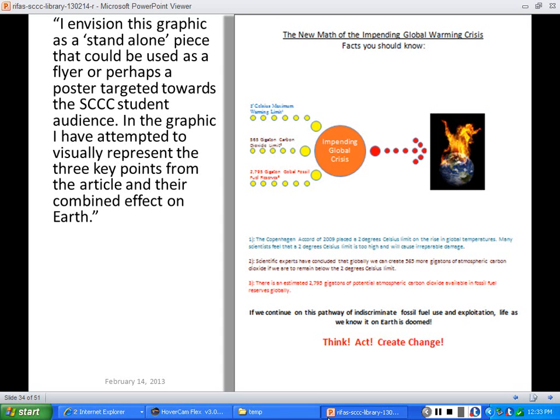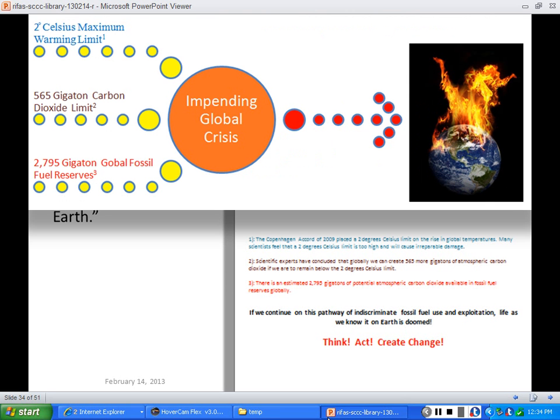I envision this graphic as a standalone piece that could be used as a flyer or perhaps a poster targeted toward the SCCC student audience. In the graphic, I've attempted to visually represent the 3 key points from the article and the combined effect on Earth. And I was glad to see that this one identified the numbers that Bill McKibben regarded as basic to his terrifying new math, but it didn't really show how those numbers related to each other: 2 degrees Celsius maximum warming limit, 565 gigatons, and so forth.